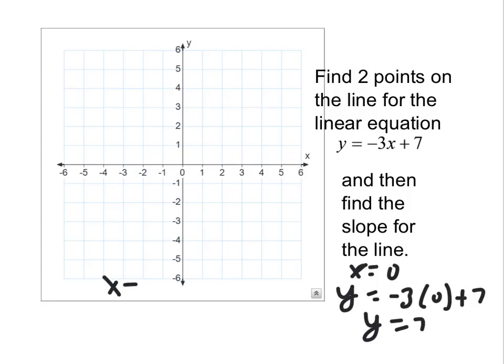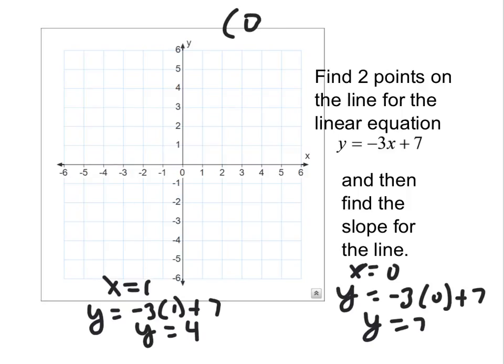When x equals 1, what's the y going to be? 4. So the 2 points I'm going to use for my slope formula are 0, 7, and 1, 4. I haven't even drawn, I'm not sure I'm even going to graph this. I can if I want to, but so what's my slope formula?